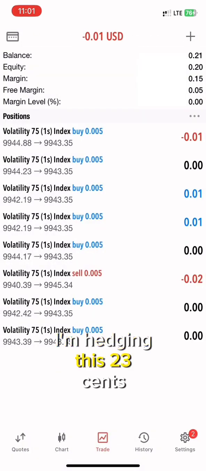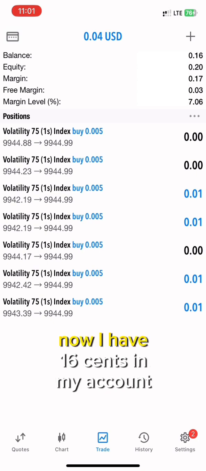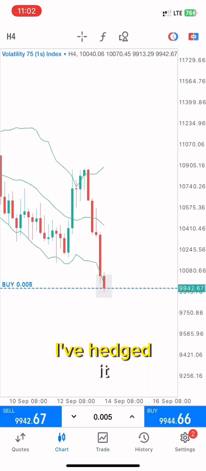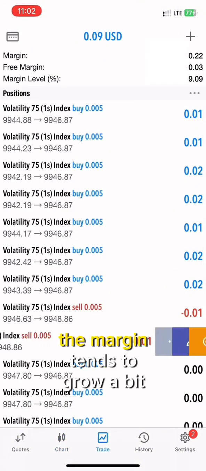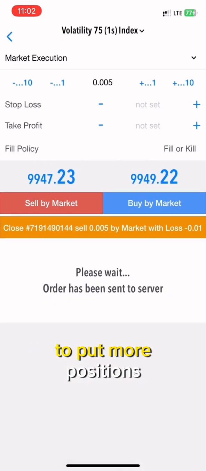I'm hedging this 23 cents, so now I'm closing the opposite. Now I have 16 cents in my account. I've hedged it. When you put the opposite orders, the margin tends to grow a bit larger, so that's when it will allow you to put more positions.